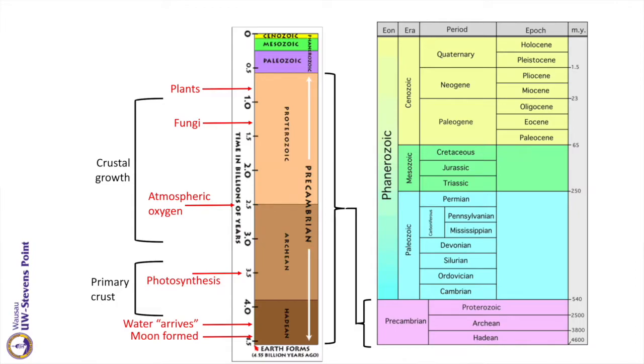Moon is formed, water arrives, photosynthesis starts in the oceans, photosynthesis puts oxygen into the oceans, it finally finds its way up into the atmosphere, which gets oxygenated, the ozone layer forms out of oxygen, so the surface of the earth is protected from ultraviolet light.